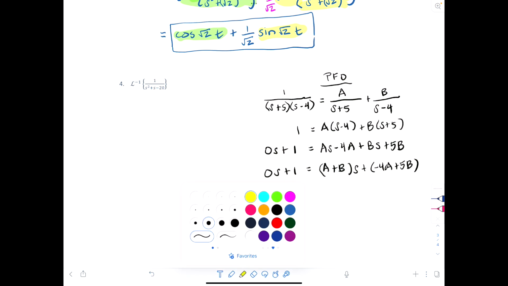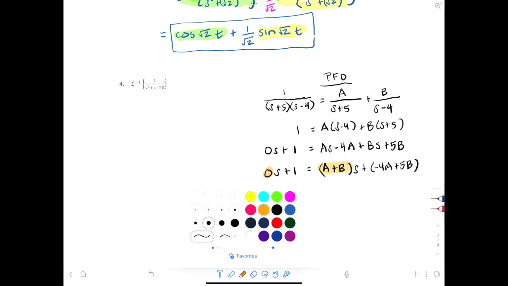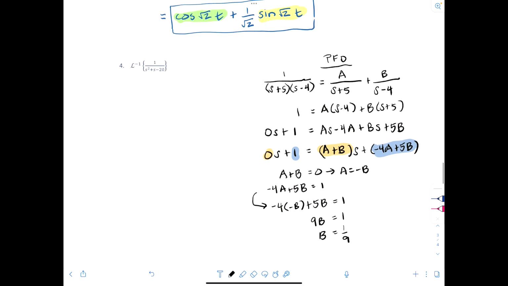So here we're just equating coefficients. So a plus b is 0, and negative 4a plus 5b is 1. a will be equal to negative b. Substituting that in over here, we'll have negative 4 times negative b plus 5b equals 1. 9b is 1, so b is 1/9. Well, if b is 1/9, then a, coming back over here, will be negative 1/9.